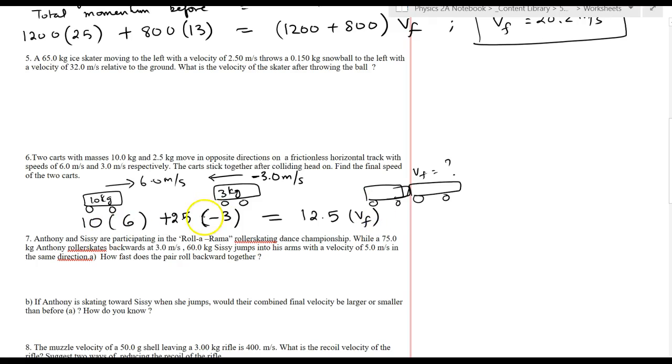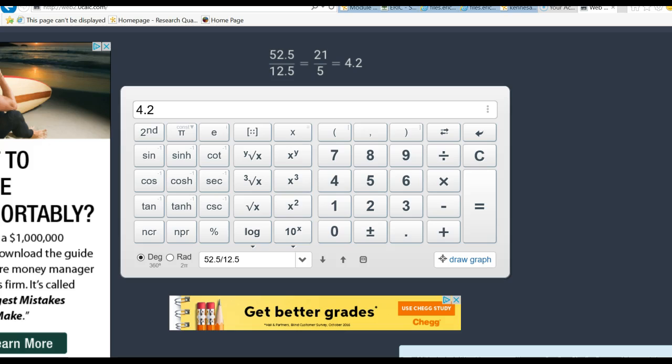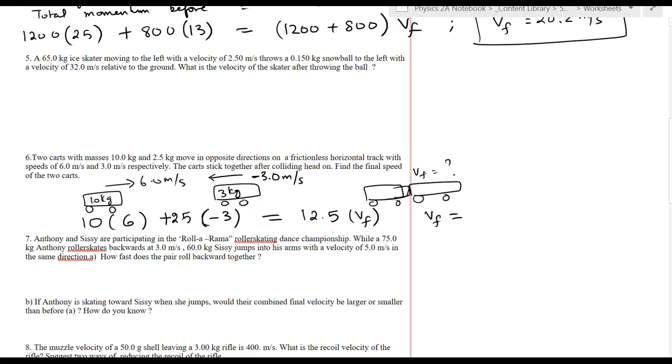If you pay attention here, the momentums are going to subtract from each other because they are opposite in direction. So solve for VF. Did you get VF as 4.2 meters per second? So in all of these problems, you're going to apply conservation of momentum. So draw a diagram to see what is the before situation, what is the after situation, and then apply the conservation of momentum equation to the problem, and you should be able to solve.